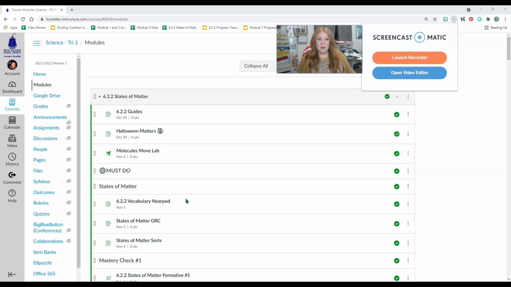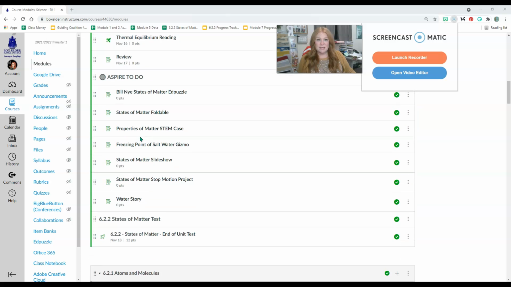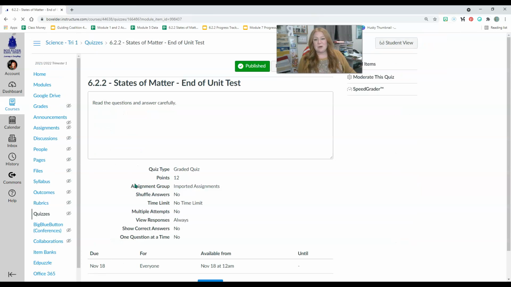Go ahead and go to your science class in Canvas. Click into your modules, and then you're going to scroll all the way down to the bottom of our states of matter. And right here we have 622 states of matter end of unit test. So go ahead and open that up. And when you can see this on your screen, go ahead and stand up.